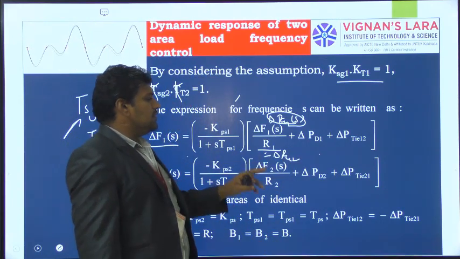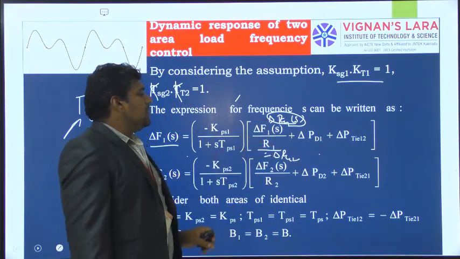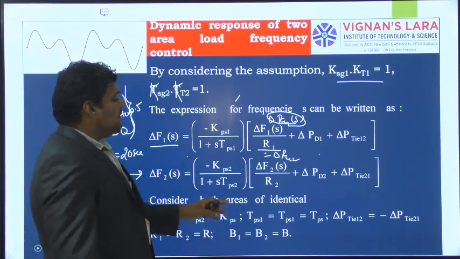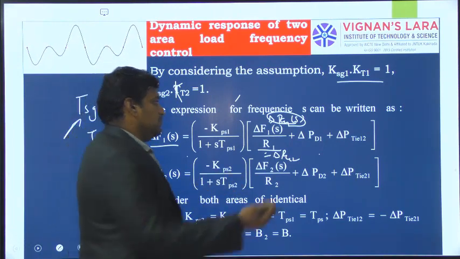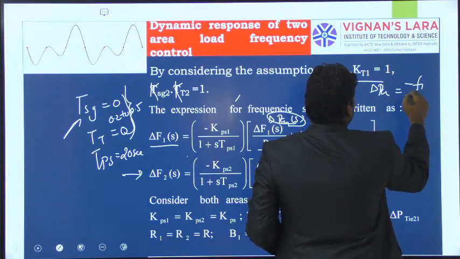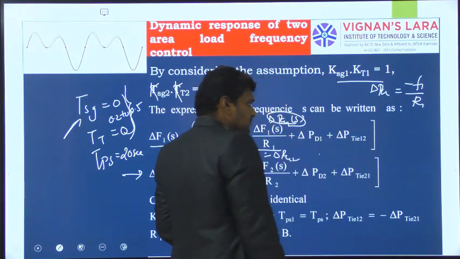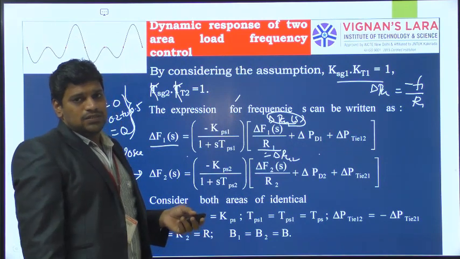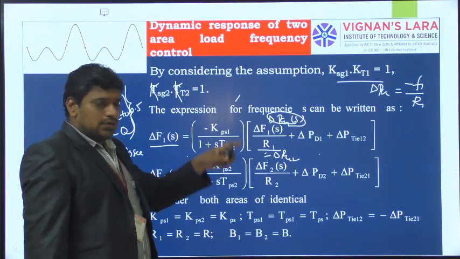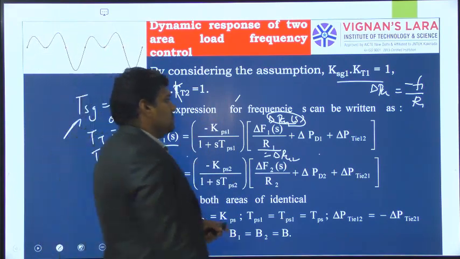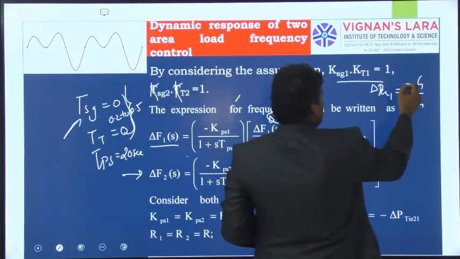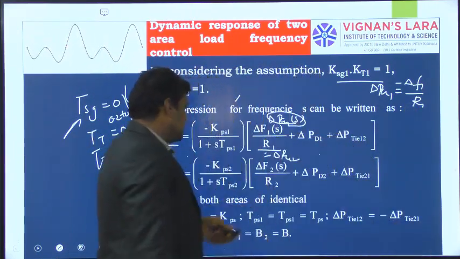So in place of delta Pg, we have already said delta F by R. For area 1, delta F1 by R1; for area 2, delta F2 by R2. You can see from the previous analysis that delta Pg is equal to minus delta F1 by R1. Why? For the uncontrolled case only, you have taken delta P reference of S equal to 0, and the two blocks are reduced to 1, so directly you can get delta Pg. Similarly, delta Pg2 is minus delta F2 by R2 in case of area 2.